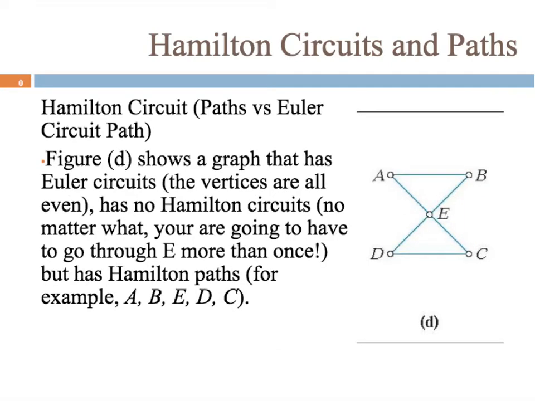Okay, graph D. So figure D shows a graph that has Euler circuits. The vertices are all even, so we know we're going to have an Euler circuit that's possible, and has no Hamilton circuits. So no matter what, and here I'll illustrate this. For the Euler circuits, you could probably start anywhere actually. So start at A, go A, E, D, C, E, B, A. Alright, so that's going back to Euler. We hit all the edges, so that's good.